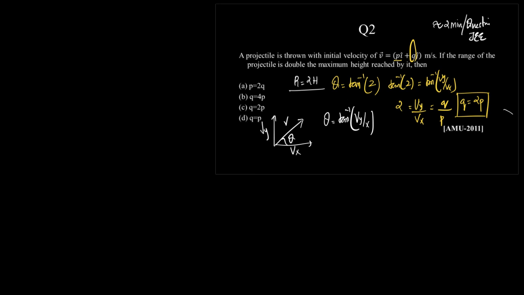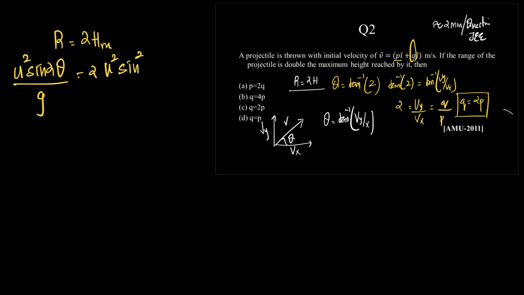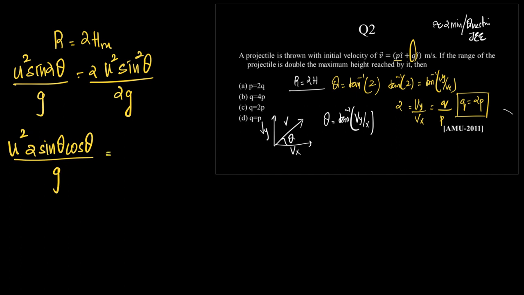So we have the condition that R is equal to 2 times the maximum height. What is R? We know that R is equal to u square sine 2 theta by g. And the maximum height, let us write down, H max is equal to u square sine square theta by 2g. Now, what is sine 2 theta? It is 2 sine theta cos theta, whole upon g, is equal to 2 into u square.